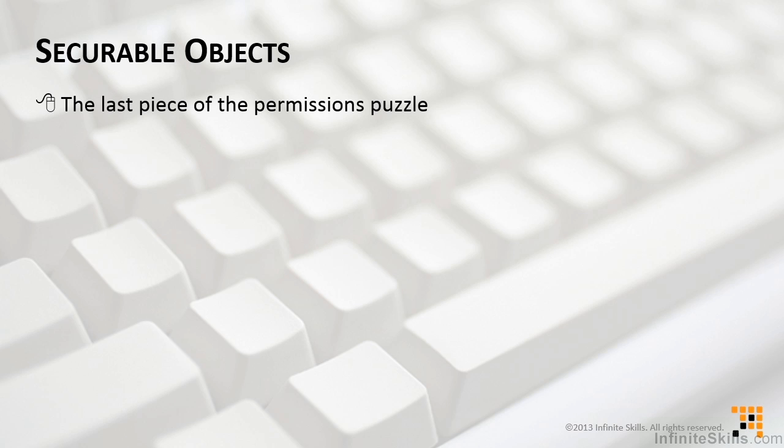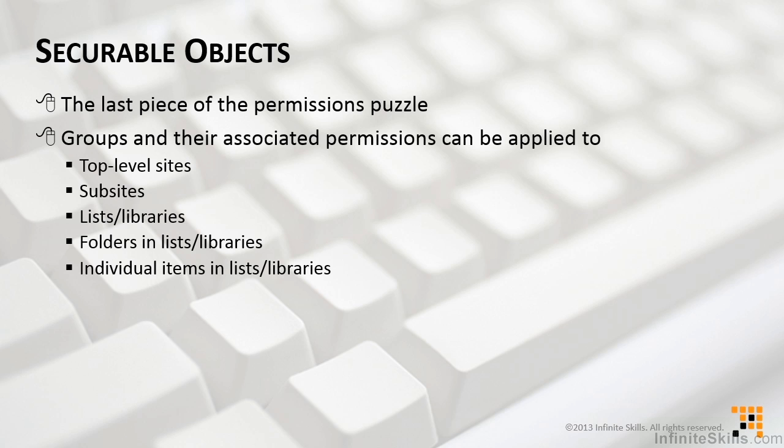Now, the last piece that we need to talk about is something called a securable object. Think about it here. We have groups of people, we have permission levels, and now we have the objects that can be secured in SharePoint. Groups and their associated permissions are applied to various different elements in SharePoint, and they can really be any one of the elements: a top-level site, a sub-site, lists and libraries. You can apply them to folders in lists and libraries, or even to individual items, although we don't recommend that because, again, that's kind of micromanaging. But any one of the objects in SharePoint technically can have permissions applied to them.